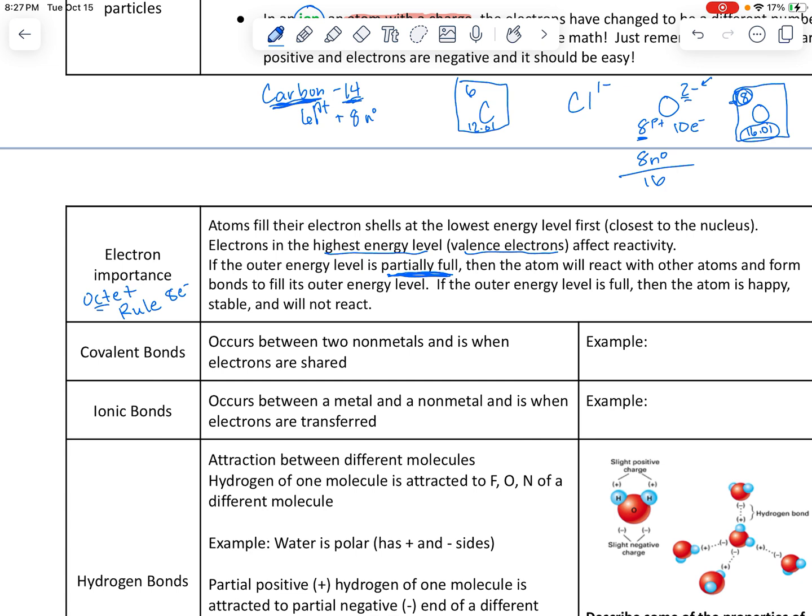If the outer energy level is full, then the atom is what we call happy. Happy means stable, means non-reactive in that state. It says right here, and will not react. Okay.